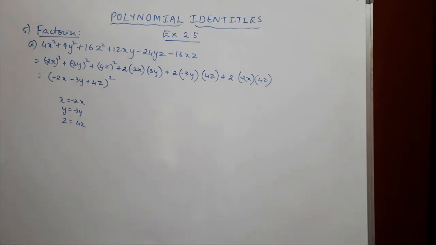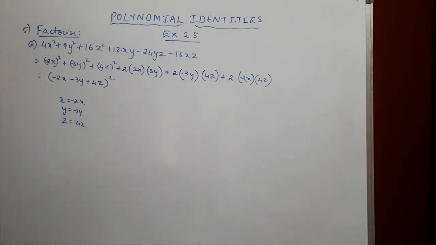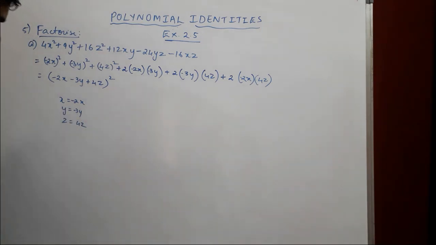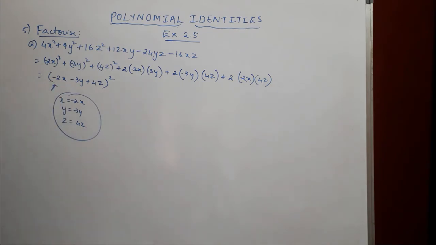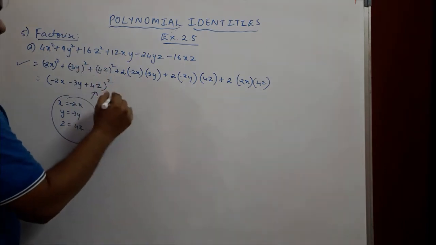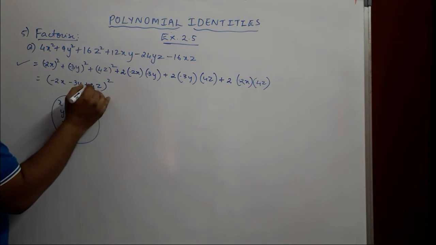Alternatively, we can choose only z to be negative. There are two answers possible in this case. I'll do it right here, and I'll leave this over here. This is the possibility for this answer. What we'll do in the next alternative case is take only z as negative.